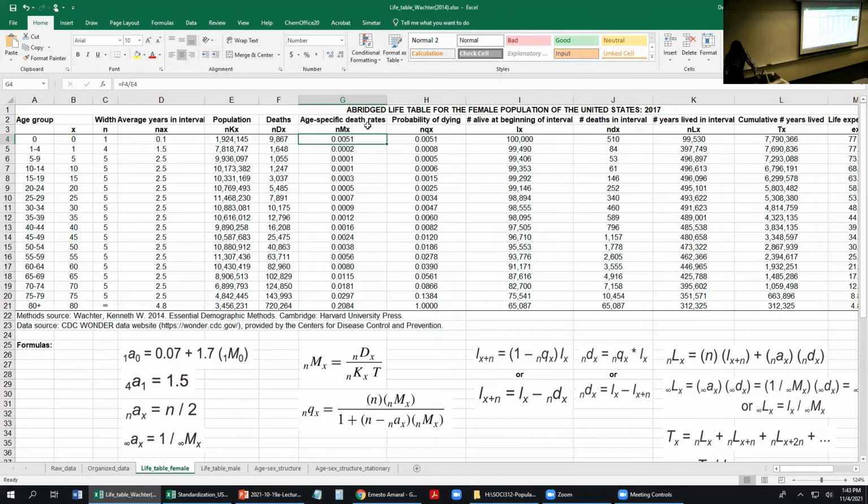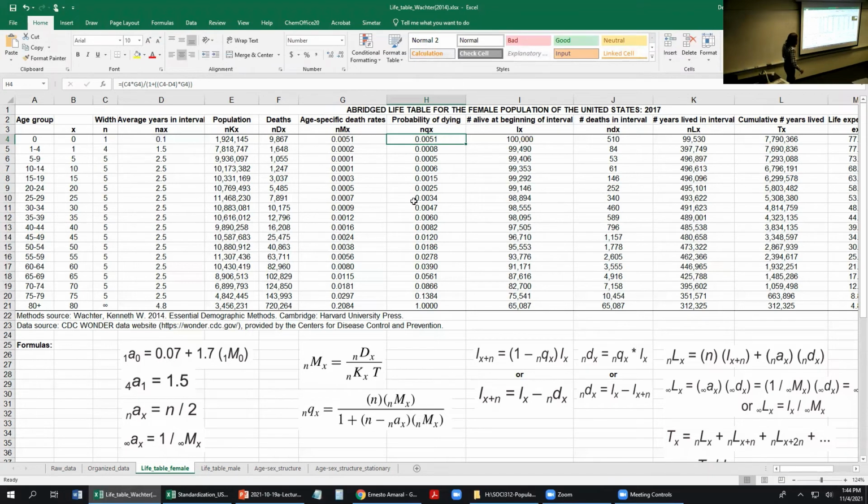Translating the mortality rate into the mortality probability, transforming MXN to QXN. I get the width of the interval, in this case C4, multiplied by the mortality rate in that age group, which is exactly G4, right here, because here we are on H4, divided by 1 plus the width of the interval, the same C4, minus the average number of years in the interval, multiplied by the mortality rate again. So based on the mortality rate, the width, and the average number of years in the interval, I get the QXN, the probability of dying.